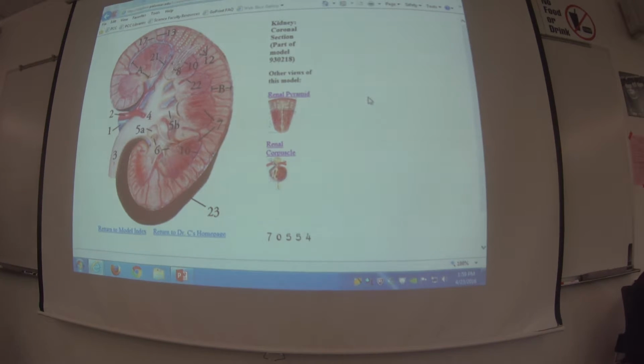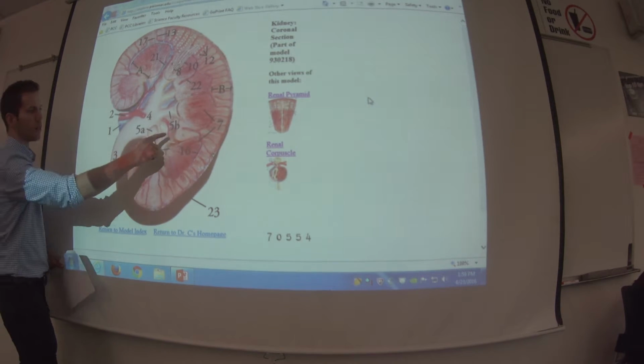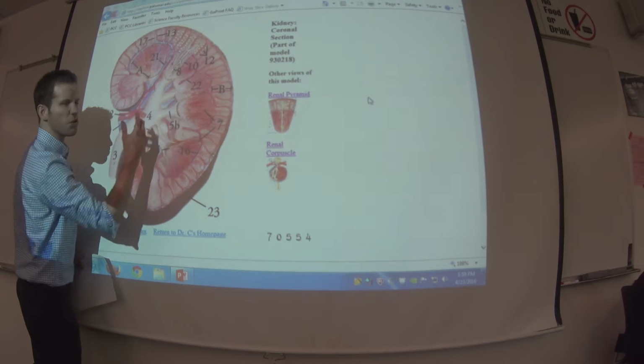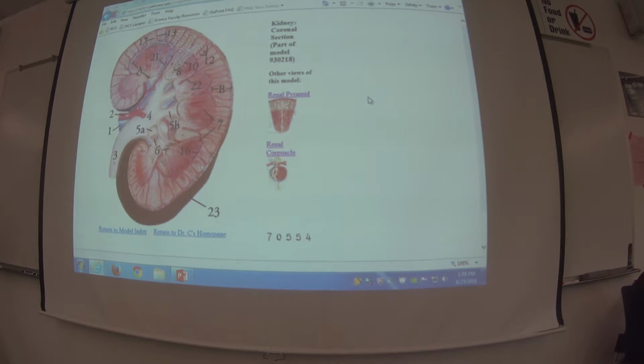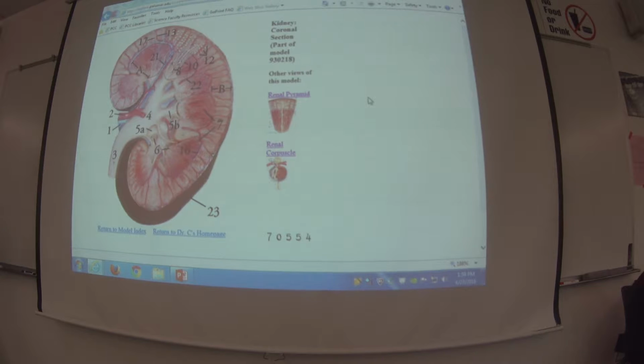And then the other thing I haven't mentioned yet, it's not related to the blood flow, but it's another feature in the medulla, are the renal columns. And they are between the pyramid. That's what you should have in your notes. They're in the medulla only, but they're between the renal pyramids.